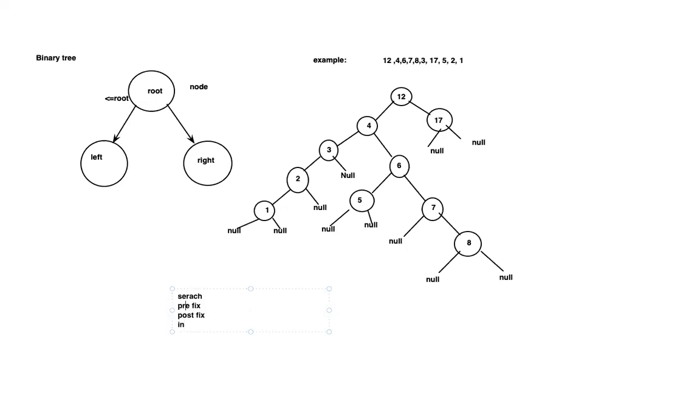I mean, rather than fix, you can just say the fix is an order. So pre-order, post-order, and then in-order. In pre-order, first you travel the root, then left and then right. In post-order, first you travel left, then right, then root. And in-order is first left, root, right.